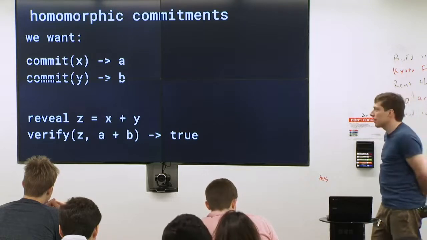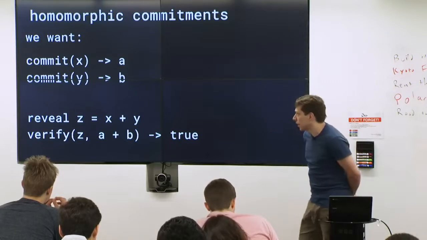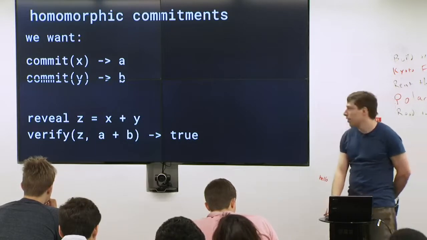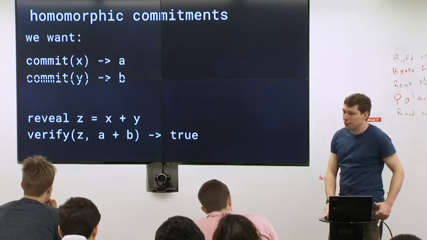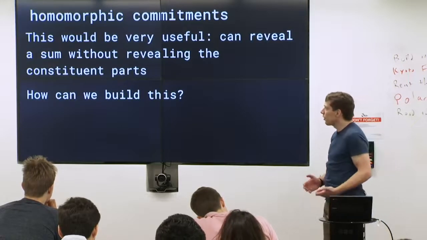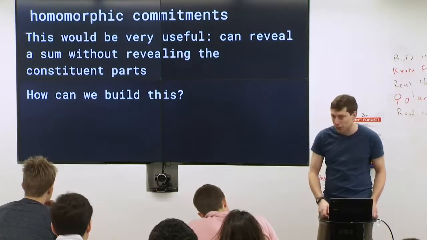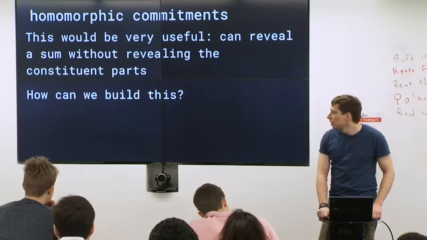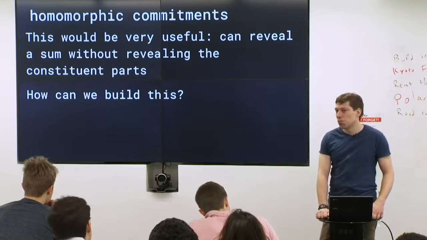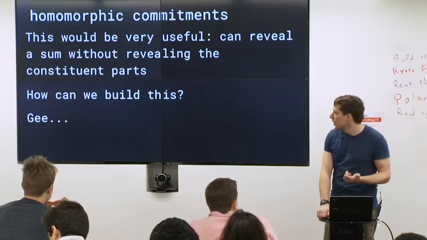And okay, so that's actually not that bad, but we also want all those properties where it's hiding and it's binding and things like that. So, what should we try? First idea is, okay, this would be useful. How can we build this? We can reveal sums without revealing the individual parts that we've committed to. So probably the first idea is let's just use private keys and public keys, right? Let's use A times G and that kind of thing.